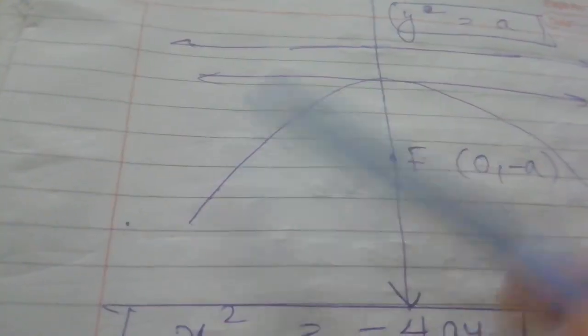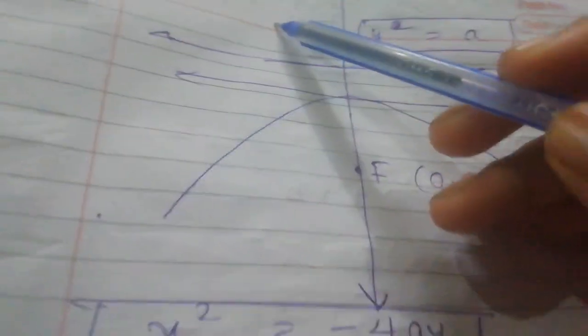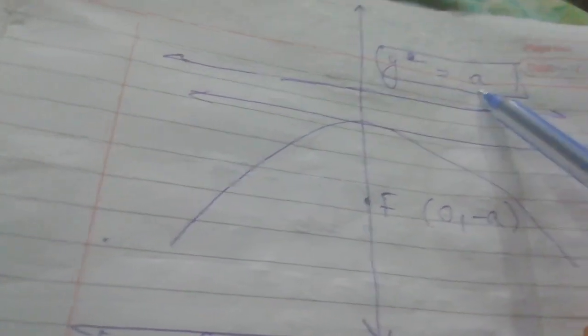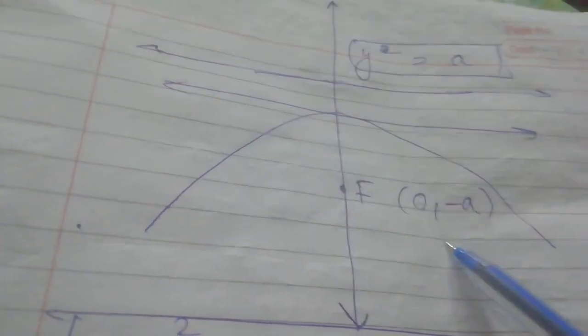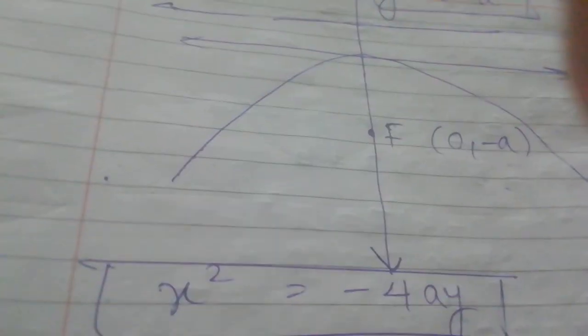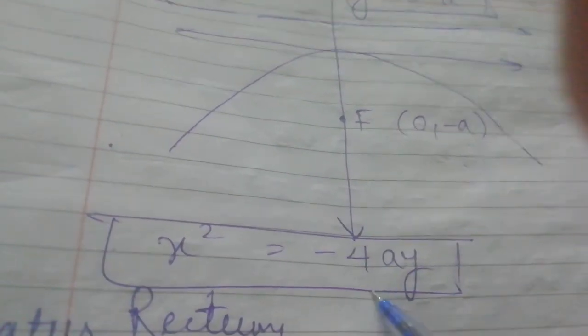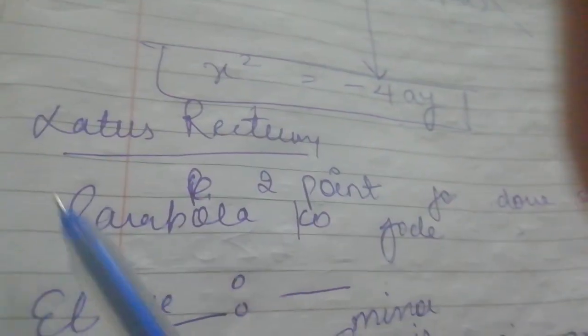Okay, let's get to the last but not the least case of the parabola, where the parabola formed is just downwards. It's a downward curve, and the directrix is behind it, which is y is equal to a. If y is equal to a, then this a must be negative, and the equation formed is x squared is equal to minus 4ay.